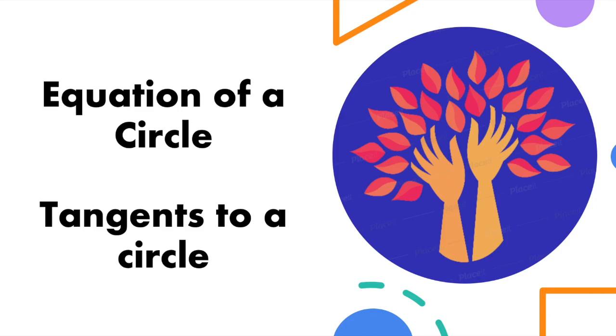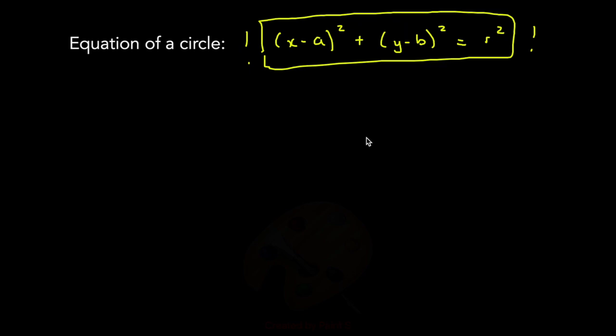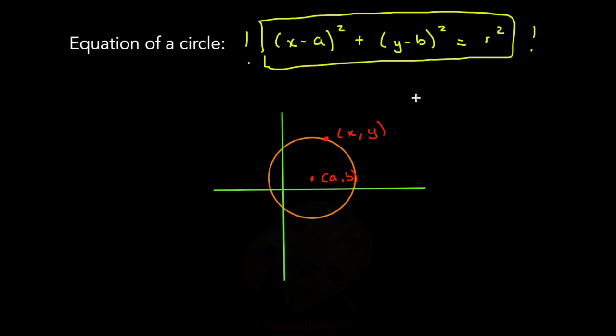In this video, we're going to be looking at the equation of a circle and tangents to a circle. The equation of a circle is (x − a)² + (y − b)² = r², and this is something you need to know. a and b are the coordinates of the centre of the circle, and x and y are the coordinates of a point on the circle, like this.